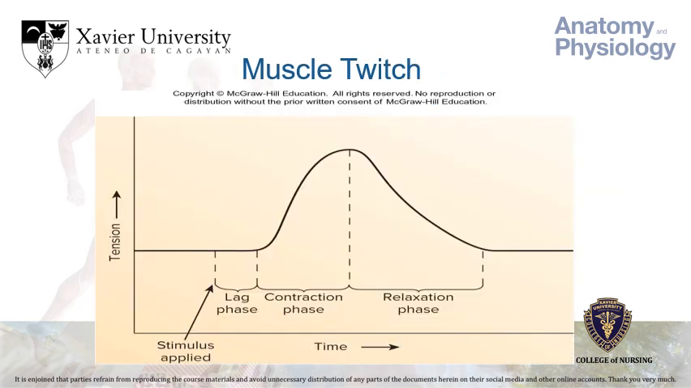A muscle twitch is a single contraction of a muscle fiber in response to a stimulus. So if this is the stimulus, this is the contraction phase, and this is the relaxation phase. A muscle twitch has three phases: latent phase, contraction phase, and relaxation phase. The latent phase is the time between the application of the stimulus and the beginning of a muscle contraction. The contraction phase is the time during which the muscle contracts, and the relaxation phase is the time during which the muscle relaxes.